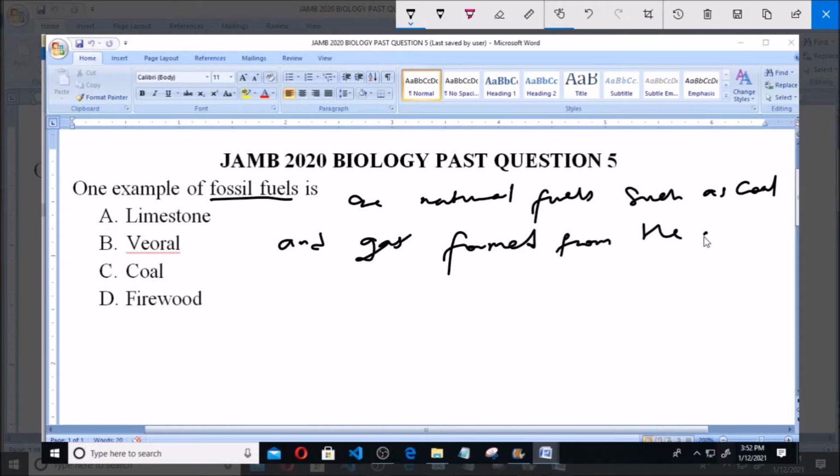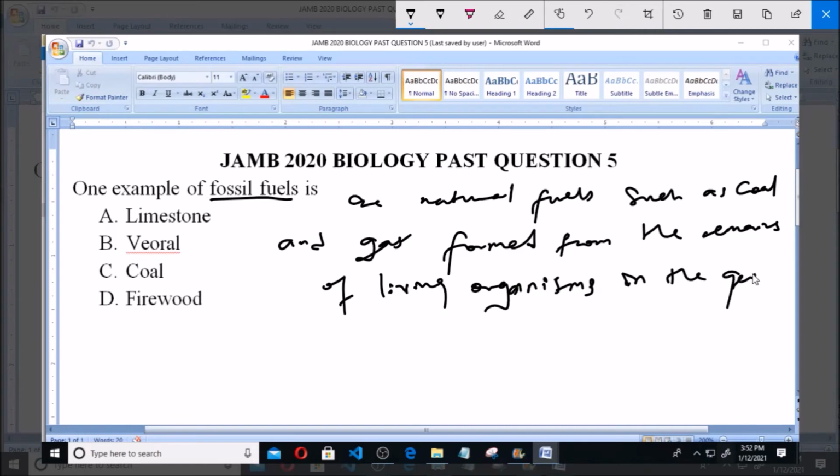the remains of living organisms. And that is where the word fossil comes from. They are fuels, but they are fossil fuels because they are formed from what? The remains of living organisms in the geological parts of this organism. In the geological parts.